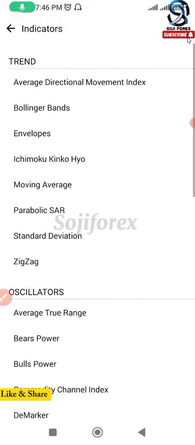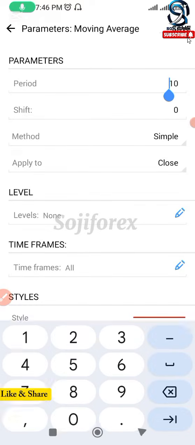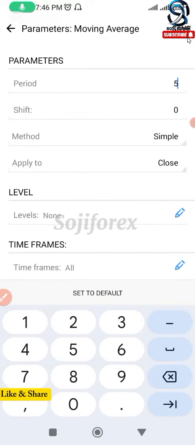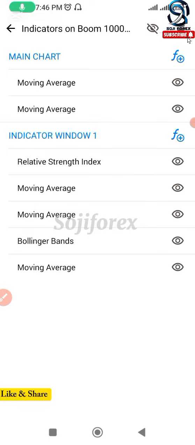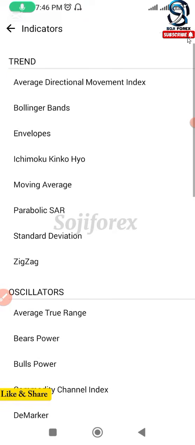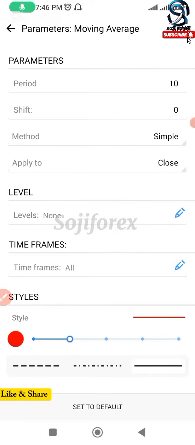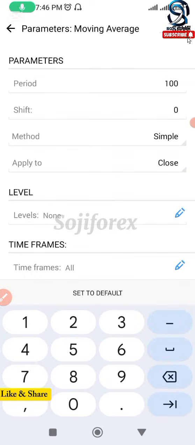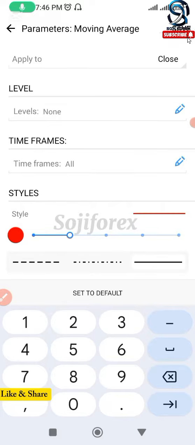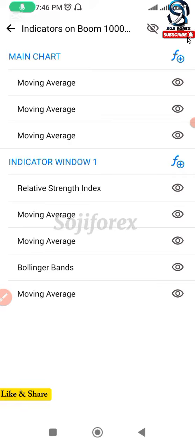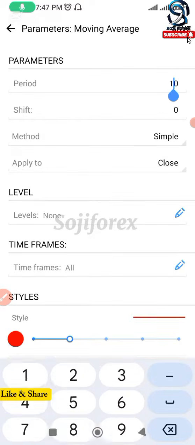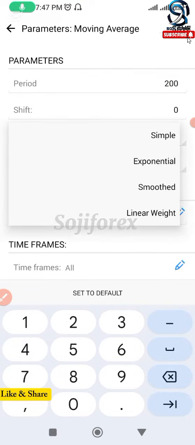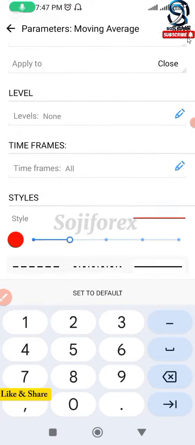Now add another indicator. My second moving average indicator is going to be period 50. The method is still exponential. I'm changing this color to blue. Then I'm adding another indicator, the moving average again, and the period is 100. Method is exponential and the color will be black. Then the last but not the least is my moving average, and the period is 200. The method is exponential, and I will change the color to gold.